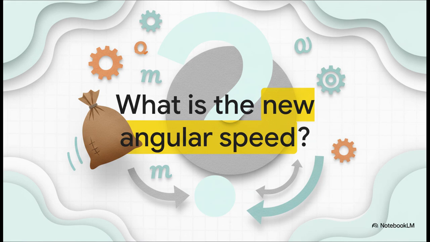This poses a really critical question for our dynamic system. What is the new angular speed after that massive sandbag hits the edge? I want you to think about how adding mass at the very edge of a rotating disk changes the total moment of inertia. What's that going to do to the overall speed?